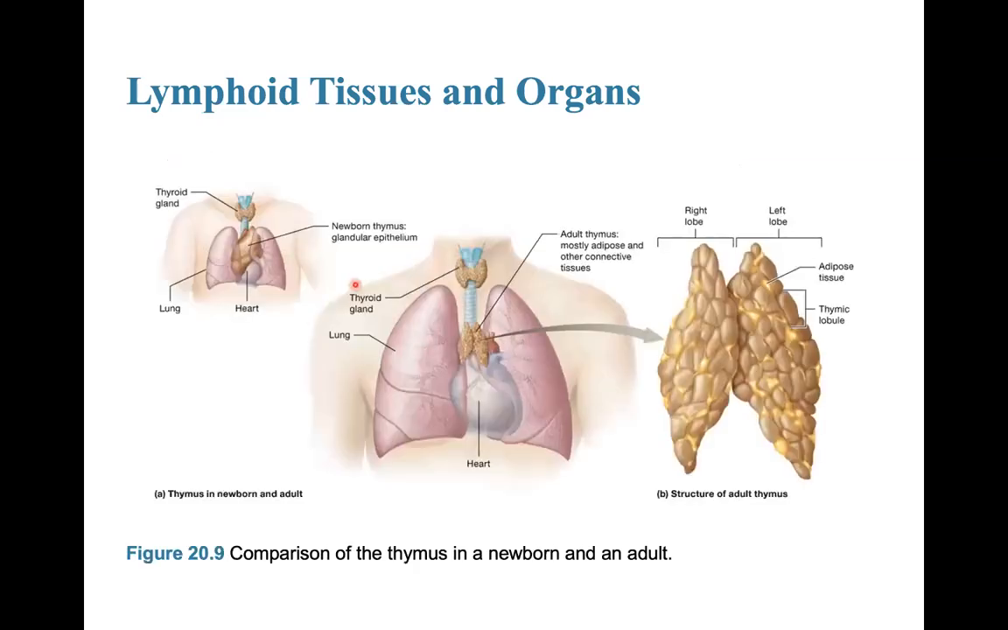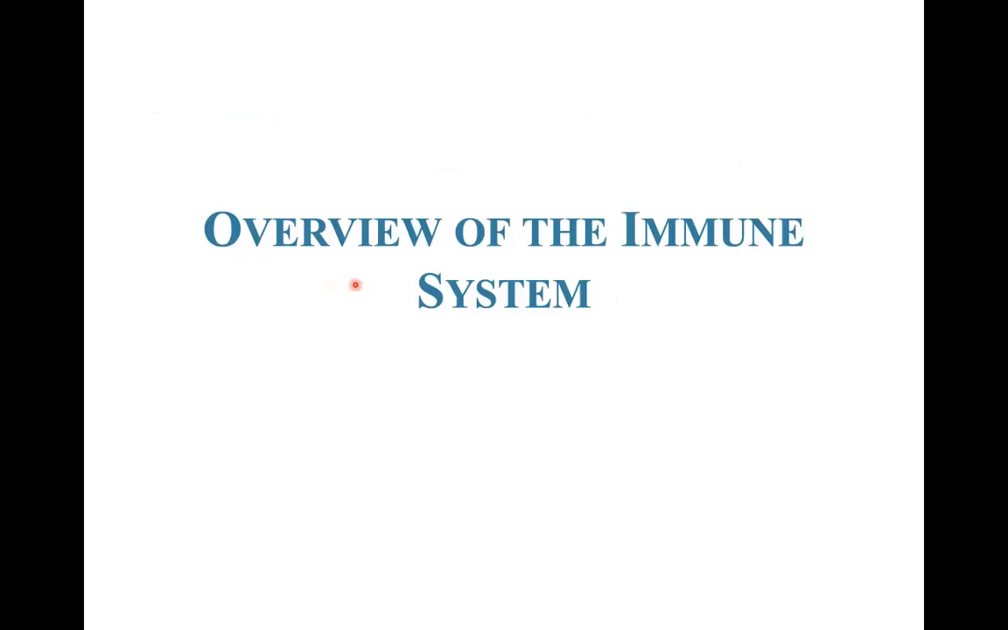And here you can see your thymus there. And that is the end of the lymphatic system and the end of the first recording. Our next recording will pick up with the start of the immune system.